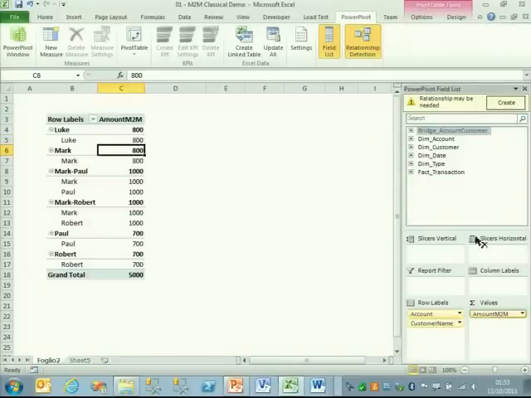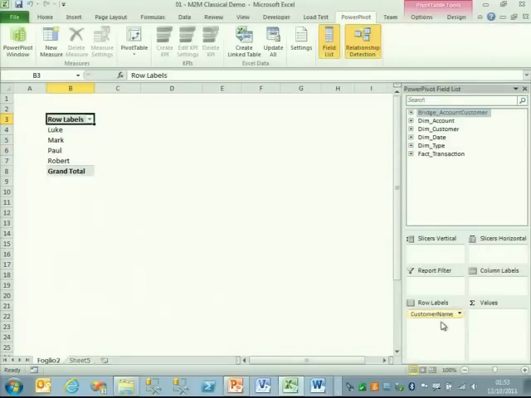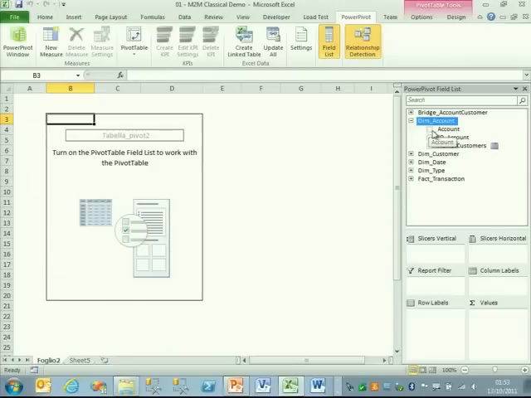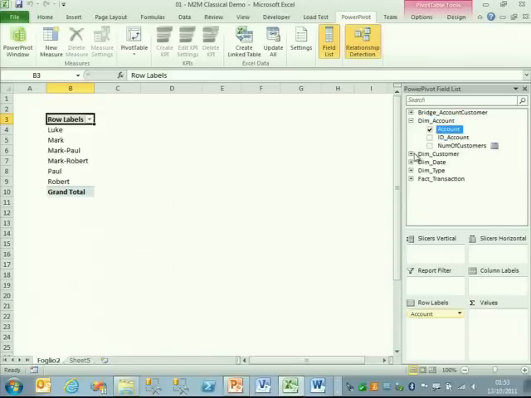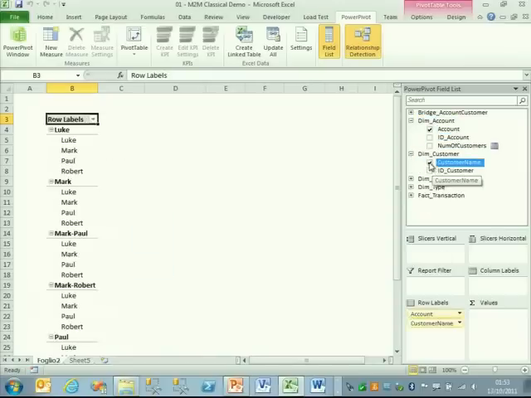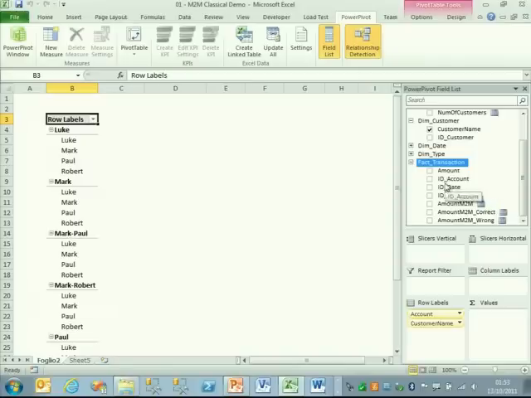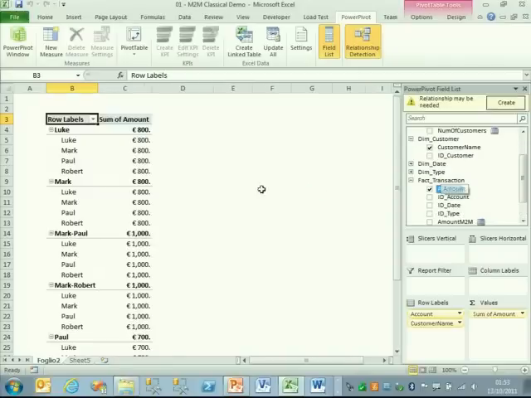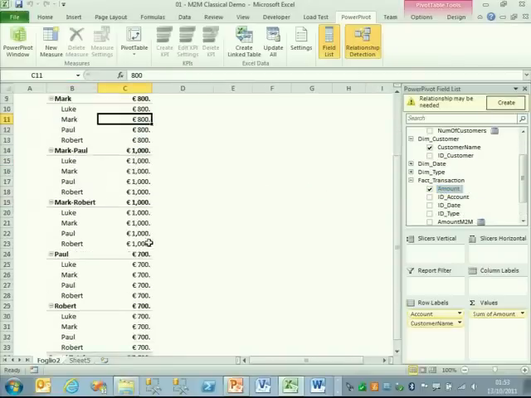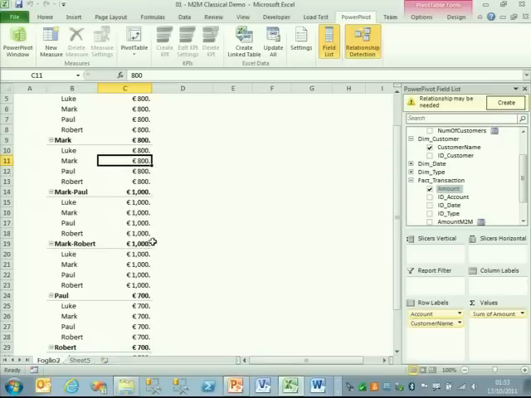If we use this data model and we put, for example, the account on the rows and then the customer name, and from the transaction we simply put the amount, you see that the numbers are not very interesting because they repeat the same value each time. That is just because many-to-many relationships are not working, we are not able to set up any many-to-many relationship there, and this formula simply does not work.